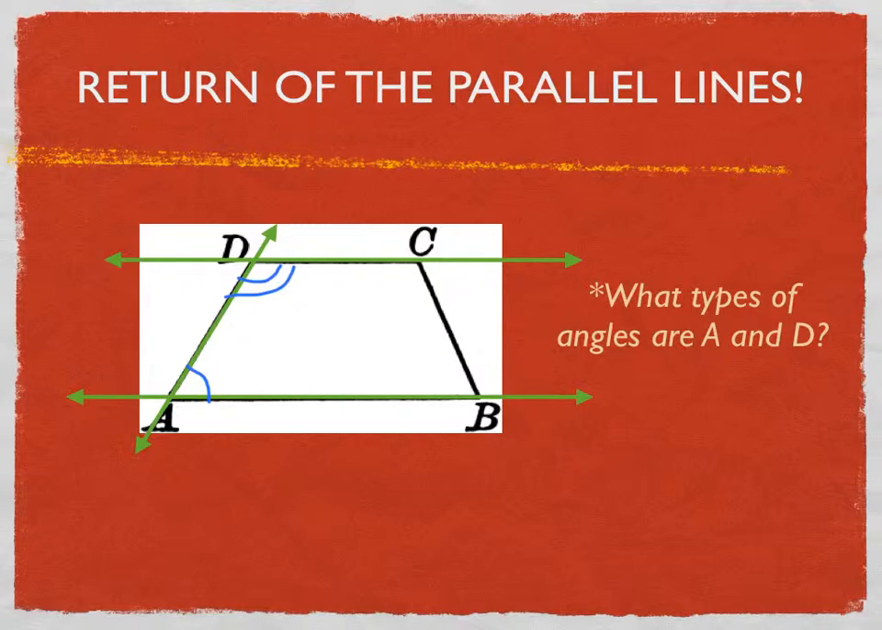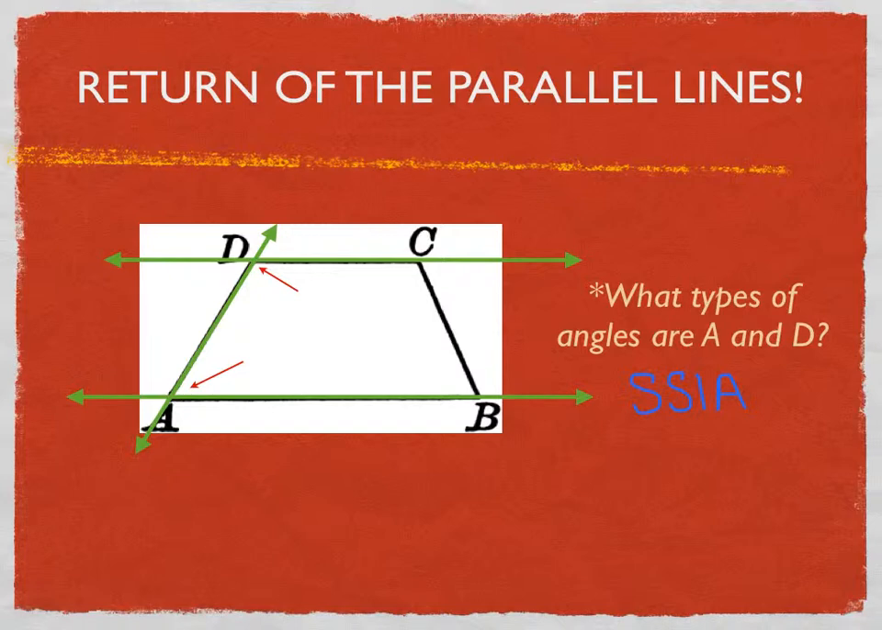I want everyone to think for a minute. Do you at least recognize that parallel line picture? Yeah. Okay. Rachel, what do you think? Same side interior. That's right, they are. So A and D are same side interior angles. Okay, SSIA is how we abbreviate that.